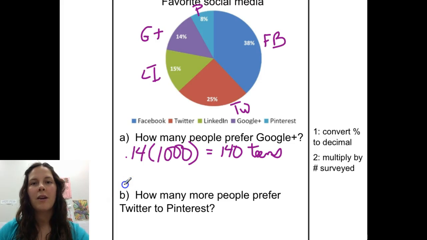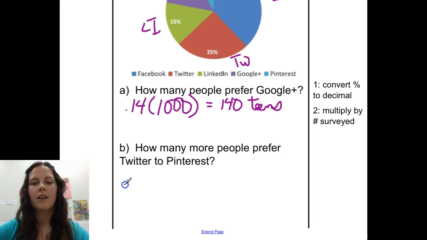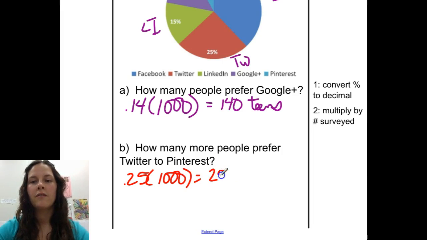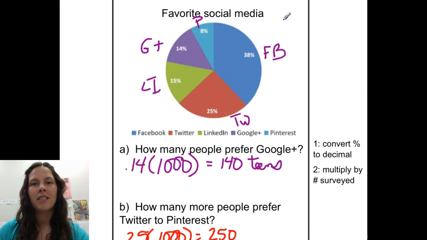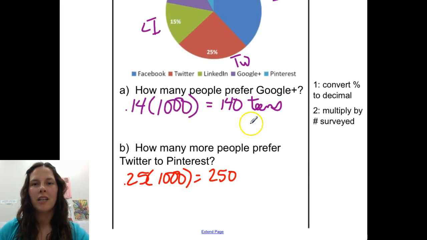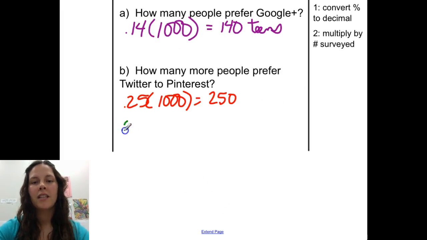Our next question, how many more people prefer Twitter to Pinterest? So we'll start off with the 25% that prefer Twitter times the 1,000, which gives us 250 teens prefer Twitter. For Pinterest, 8% of teens prefer that social media. 8% as a decimal is 0.08. Multiplying that by the 1,000 teenagers that were surveyed, we get 80 teens prefer Pinterest.